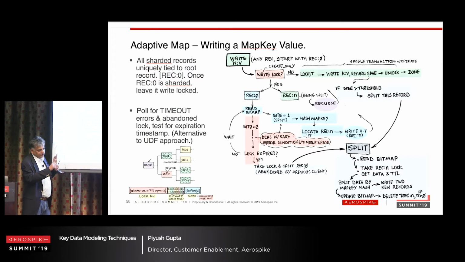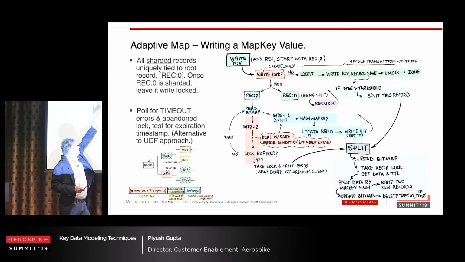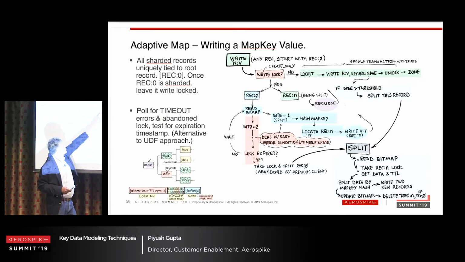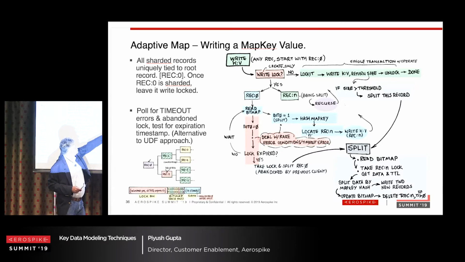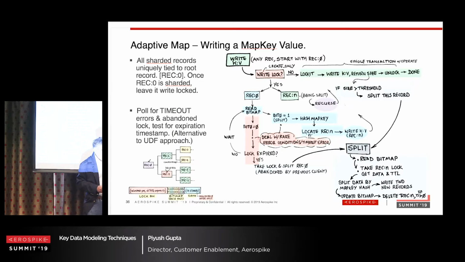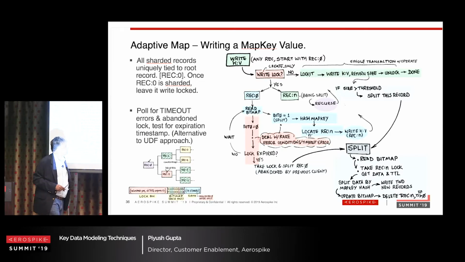Now let's say I split the record, and my record is in some record n, and I come to write. Well, once I split this record, this will always be locked. I'll leave it locked. So I'm going to fail the lock. When I fail the lock, I'm going to go and read the bitmap. And from the bitmap, I'll figure out exactly which record has my map key. I'll go to that and then do a write, again the same path for that record. Right? And then maybe when I do the write, I realize, oh, I have to split this. So then I'll go into the split.